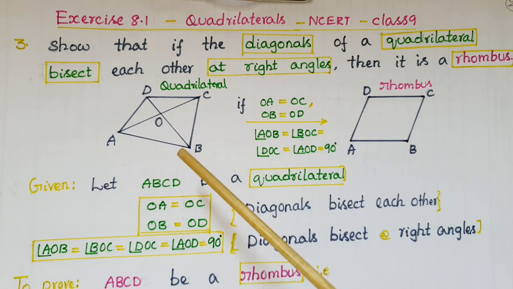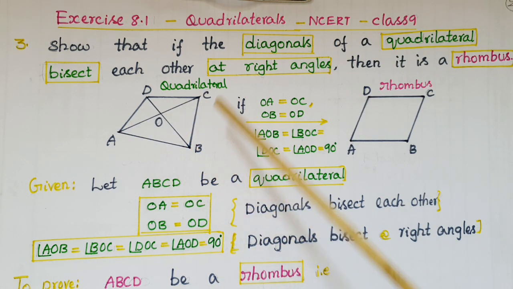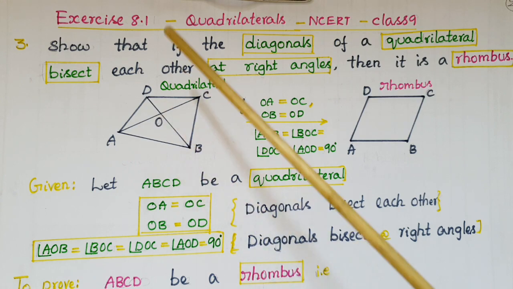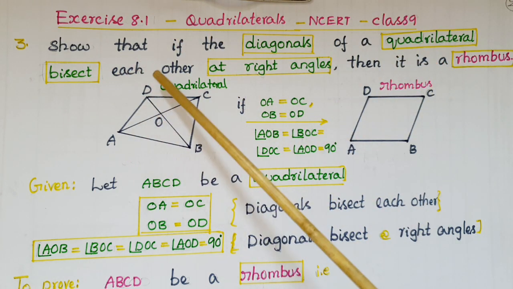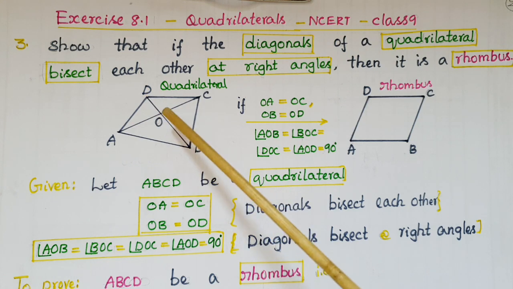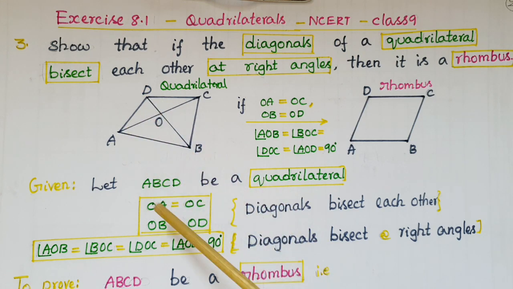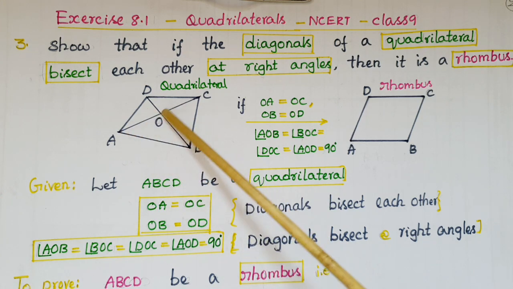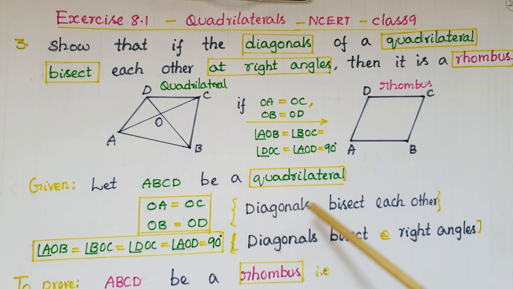We know that a quadrilateral is bounded by 4 line segments. Here the diagonals of the quadrilateral bisect each other. The diagonals are AC and BD. Bisect each other means it divides into two equal parts. So here OA is equal to OC, these two lengths are equal, and OB is equal to OD. So the diagonals bisect each other.